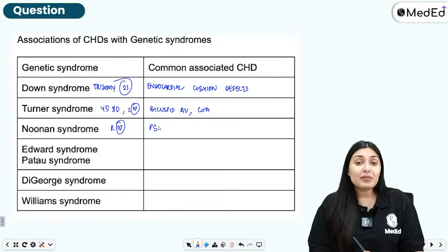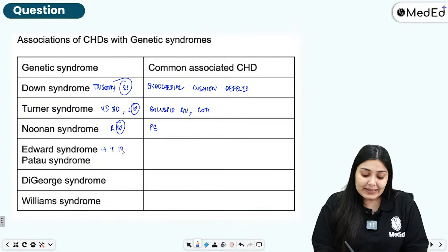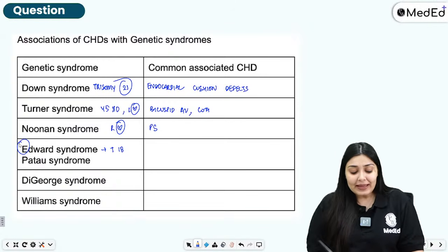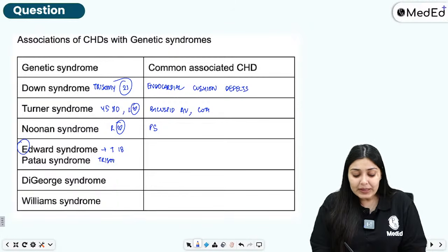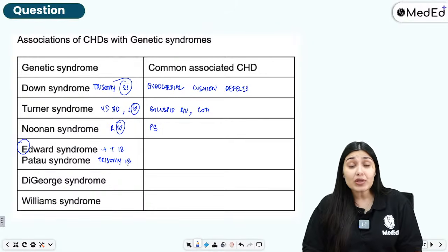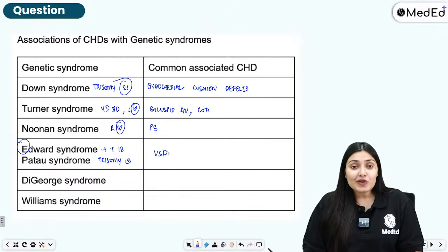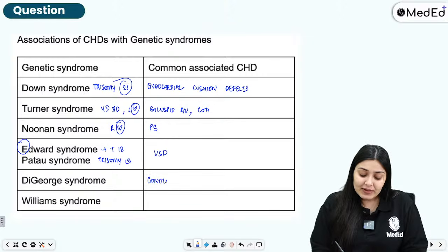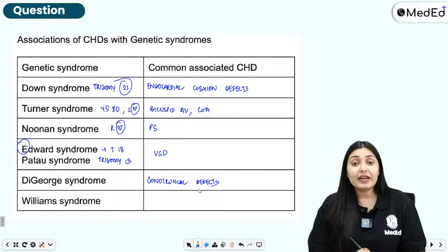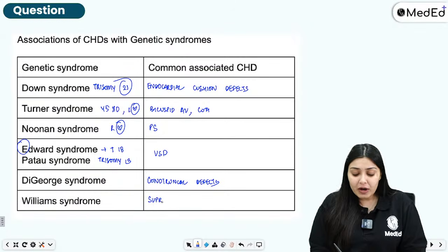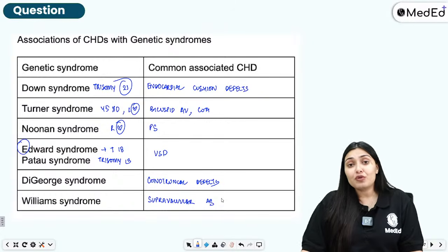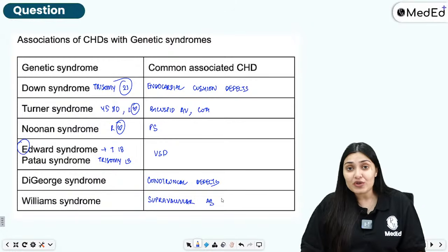Then we have Edward and Patau syndrome. Edward is trisomy 18, E for Edward, E for 18. And then we have Patau syndrome, that is trisomy 13. So what are the congenital heart diseases that you see over here? It's VSD. Then we have DiGeorge syndrome. We see conotruncal defects. Then we have Williams where we see supravalvular aortic stenosis. Valvular aortic stenosis, right? So these are the common genetic syndromes with their common associations with congenital heart diseases.